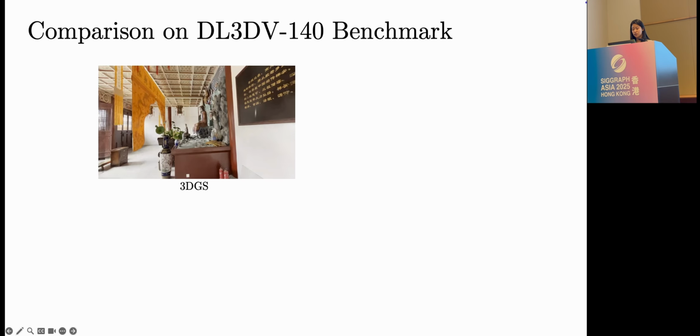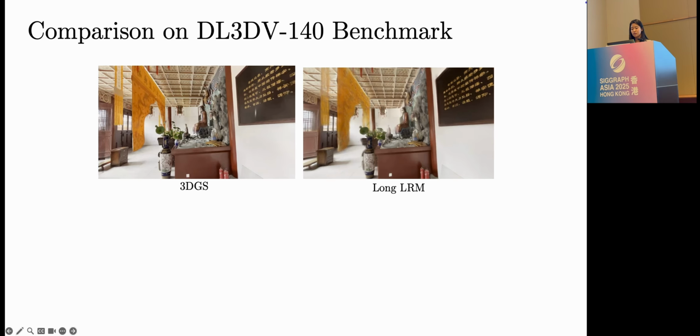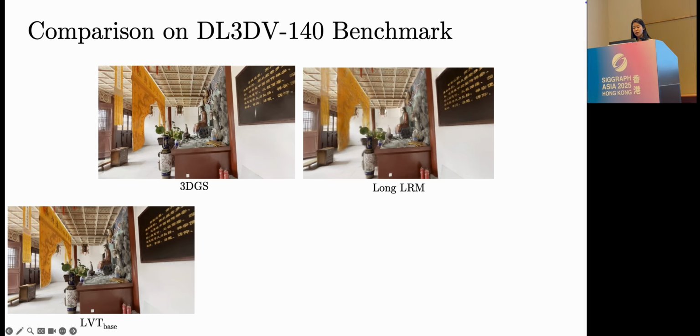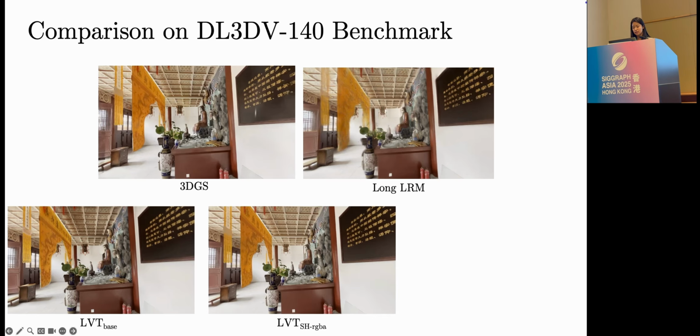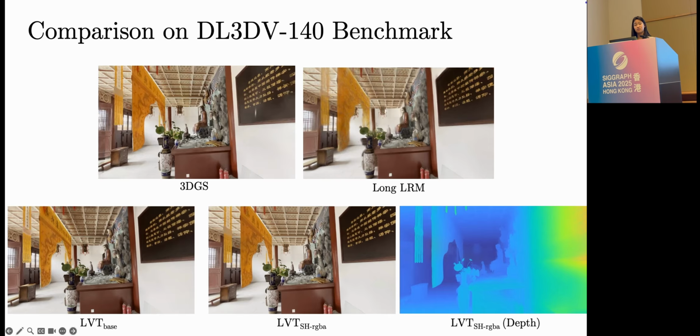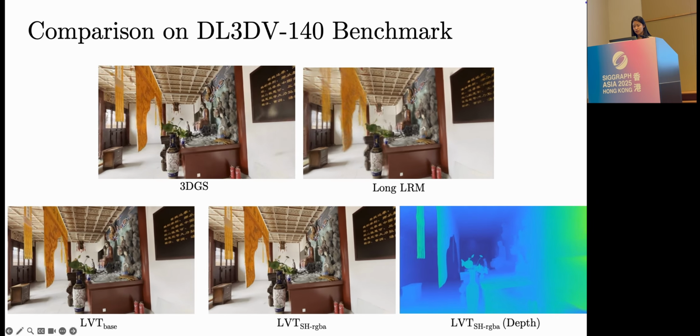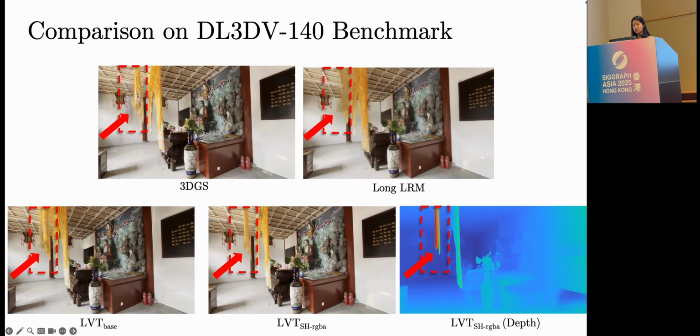We compare our model to 3DGS, which is optimized for each scene independently, the LongLRM baseline, which uses a combination of full attention and Mamba blocks with a fixed number of inputs, our base model without view dependence, and our full model with added spherical harmonics. We also show the depth rendered from our full model. We find that our full model captures thin structures in the scene better than the other baselines. So in the red box, you can see that the banner is better reconstructed and sharper in our full model than in prior work.